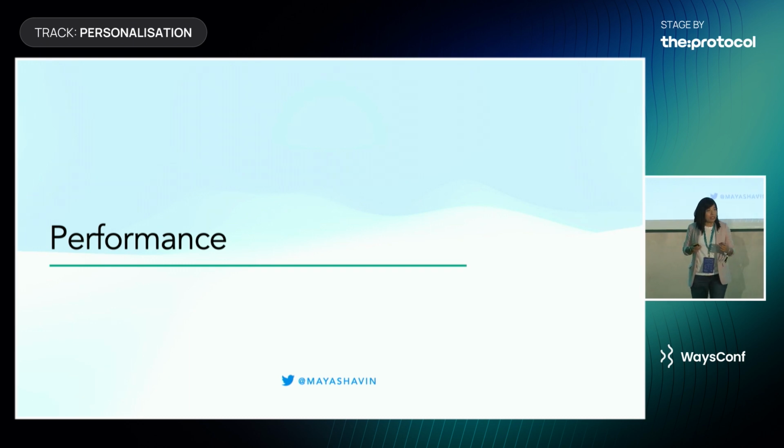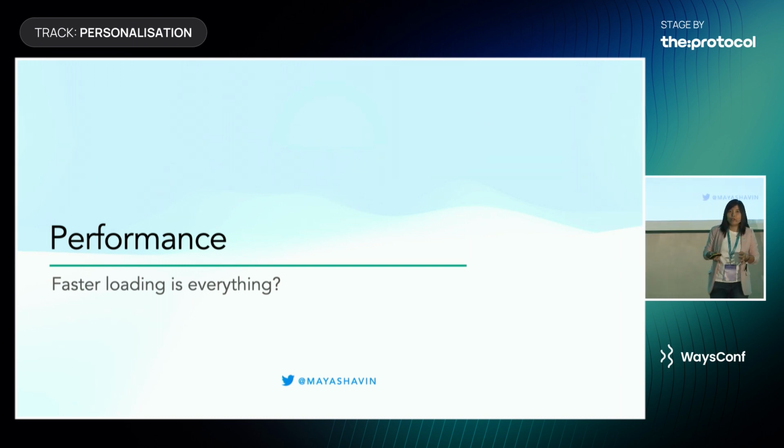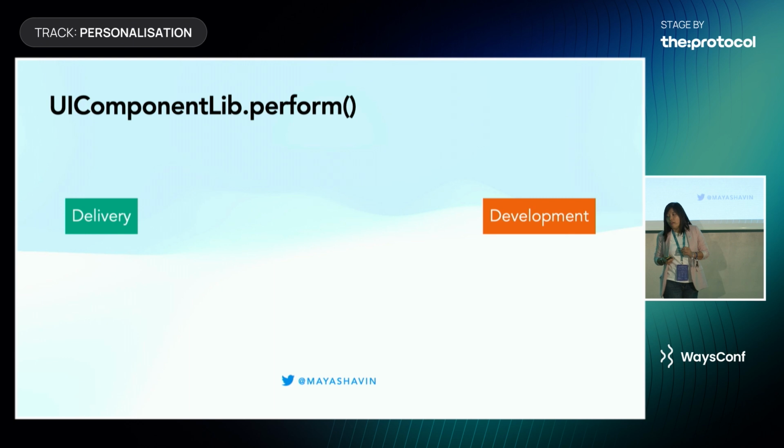The next aspect of a component library is performance. When we talk about performance in a component library, usually people will say it has to be faster, it has to take less time, it has to be beautiful and so on. But performance is not only about fast loading. Not really. For a component library, I would say there are two aspects of performance. The first one is development, and the second one is delivery.